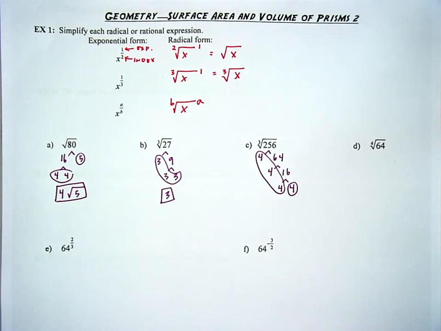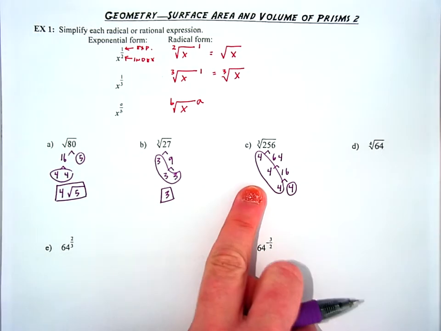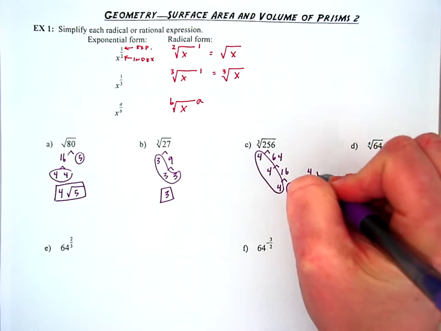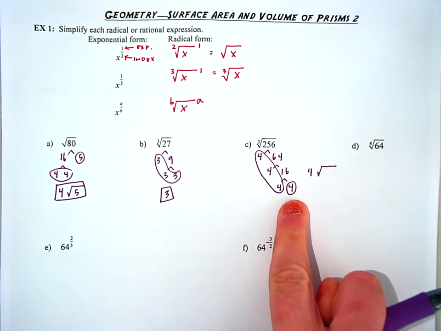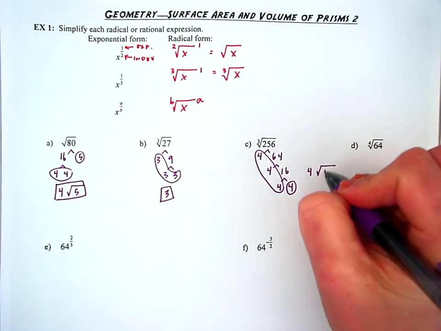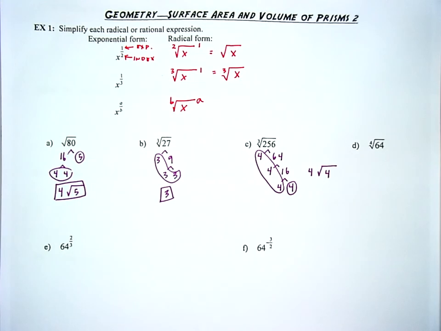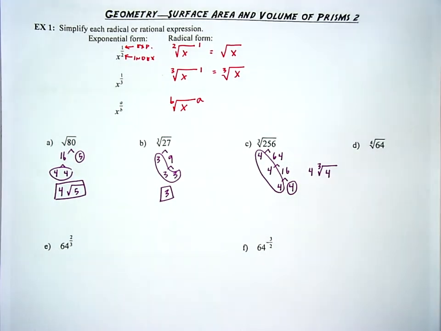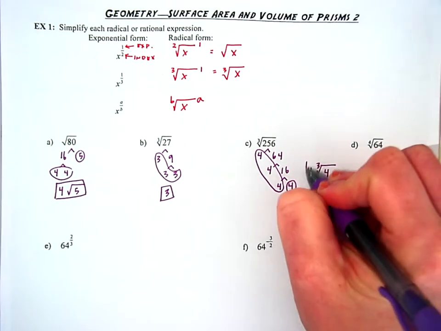So I'm going to write my answer as 4 because here are 3 of the same, 4 on the outside. Underneath, here's that 4 that stays behind. And what's absolutely crucial here is that I have to make sure that I write that index. Otherwise, it reads as a square root and not a cube root, which would produce an entirely different answer. So this is 4 times the cube root of 4. That is my answer.